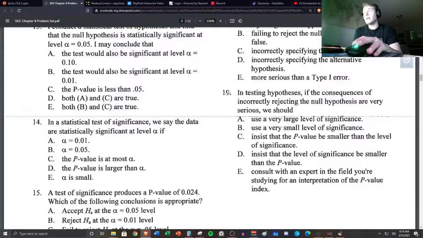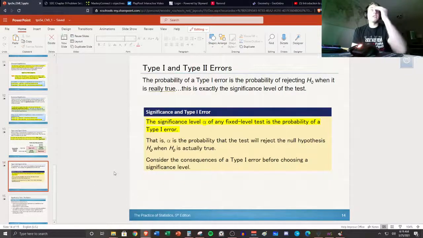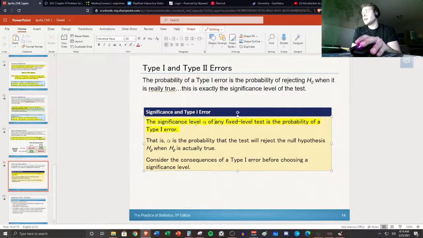So B. Now, by the way, AP students, this is number 21 for you on your problem set. Okay, we're going to write down one more note for all students. After this note here, for dual credit students, I'm going to have y'all stop, but I need AP students to keep watching, okay? This is going to be an important definition here. The significance level alpha, so that's what question 19 was just referring to, or question 21 for AP, of any fixed level test is the probability of the type 1 error. I need you to write this down right there. I'm going to pause and make sure you've got it. Okay.